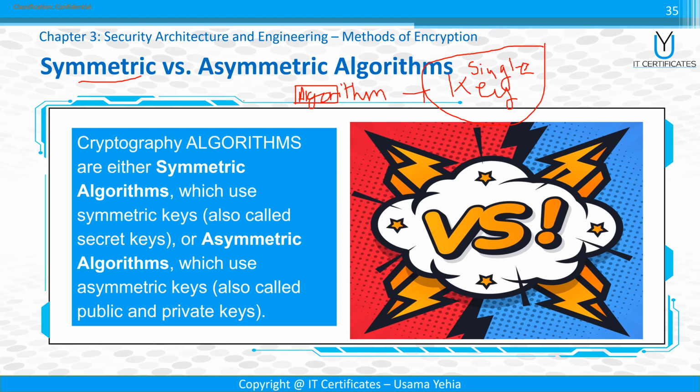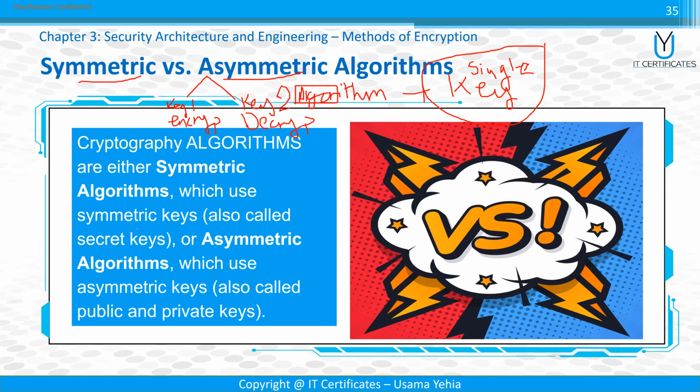If you are using two different keys for encryption and decryption, for example key 1 for encryption and key 2 for decryption, this we call asymmetric. Okay? This is the very basic concept. If you are using the same key for encryption and decryption, this is called symmetric. If you are using two different keys for encryption and decryption, this is called asymmetric. Now, these are the definitions in plain English language.